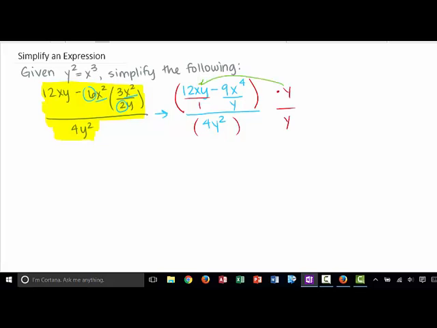So I do need, however, to distribute this into both terms in my numerator. So that will become 12xy squared minus, this y and this y do divide to 1, so I'm just left with 9x to the 4th, all over, if I multiply this y in, I get 4y cubed. Now it is true that if you put in numbers for x and y into that blue expression, and you put values for x and y into this green expression, it should be equivalent.